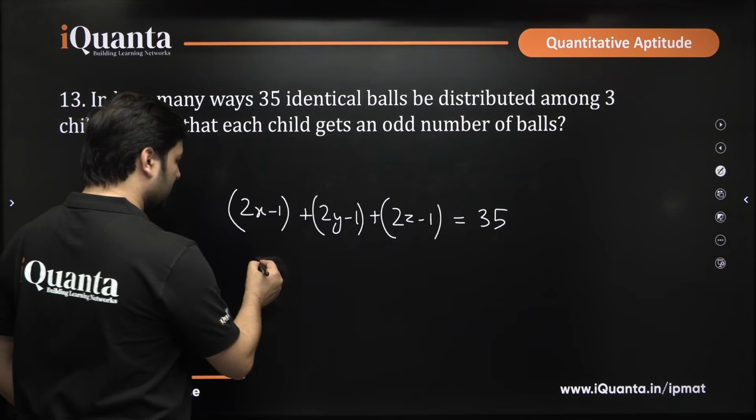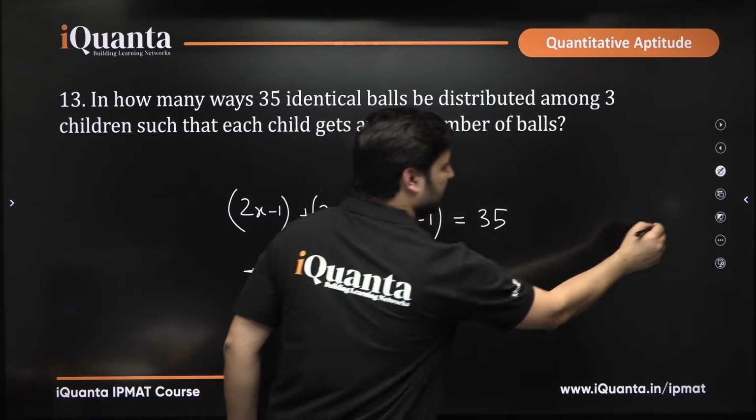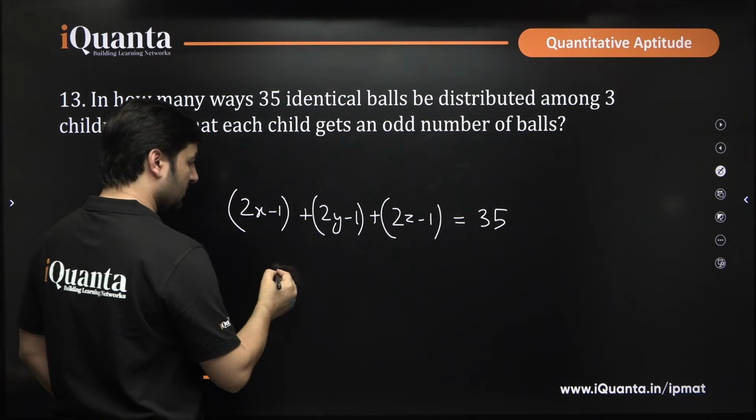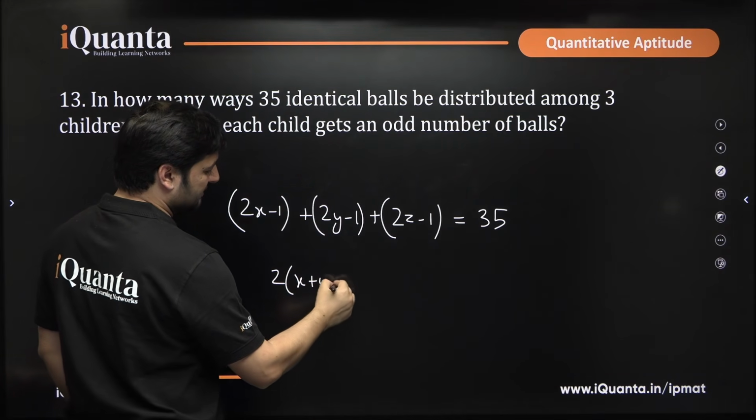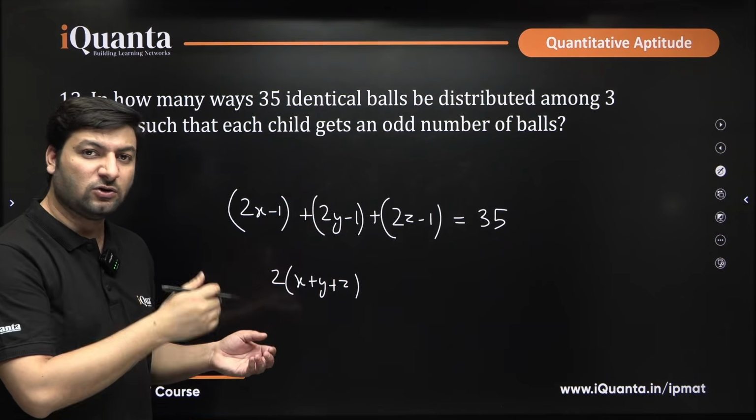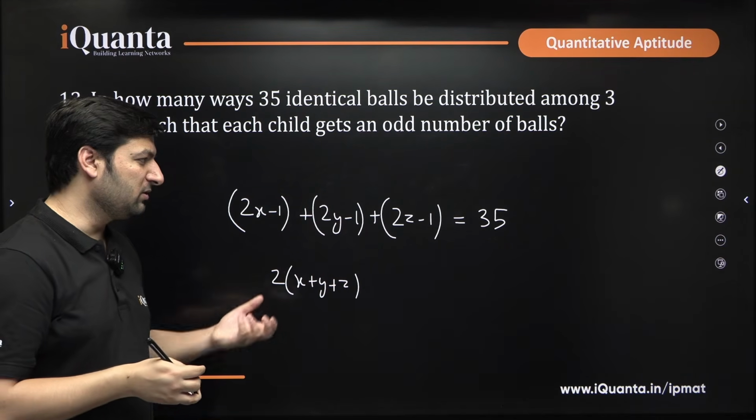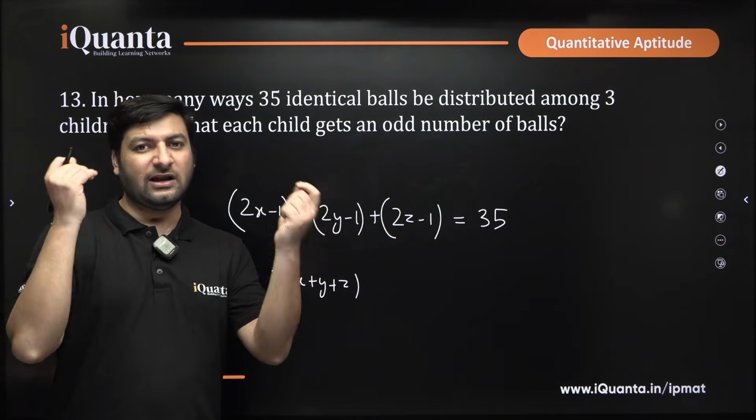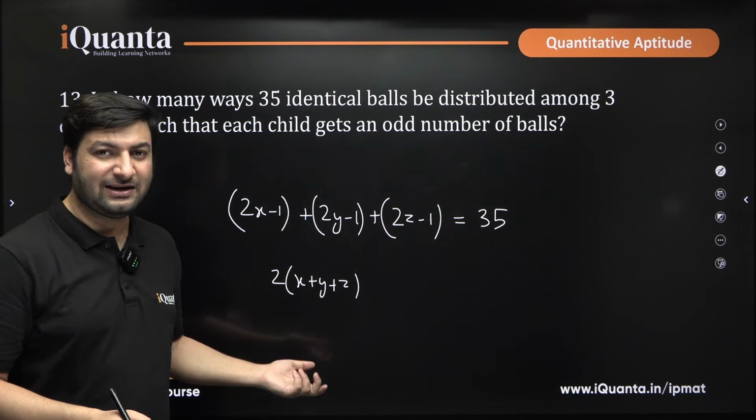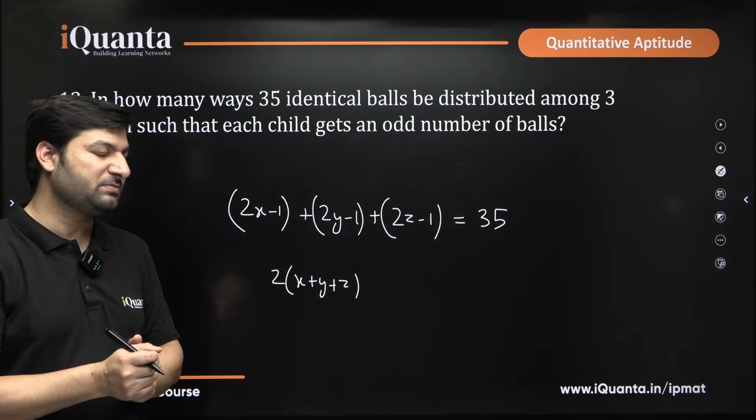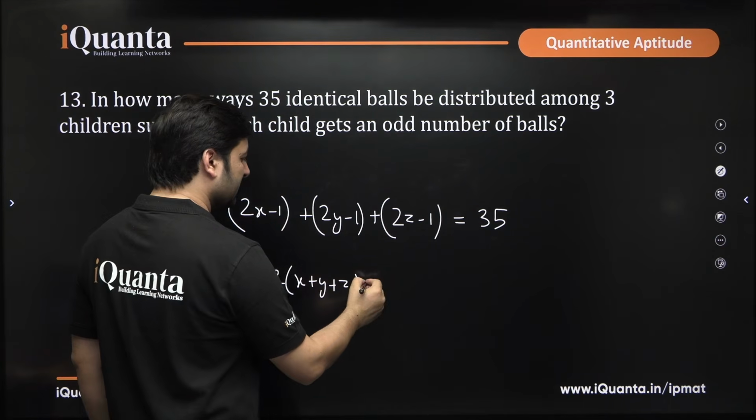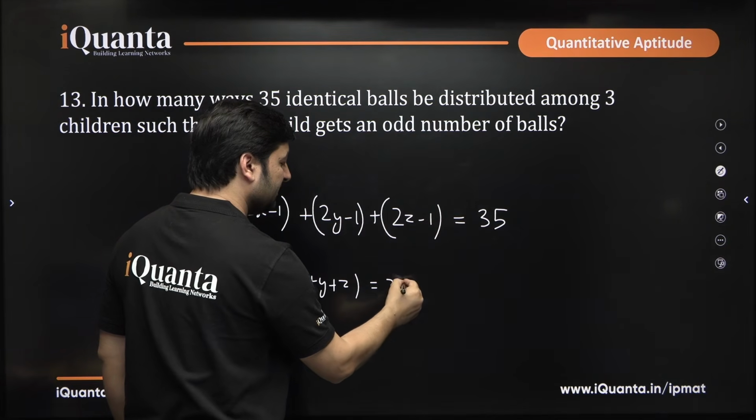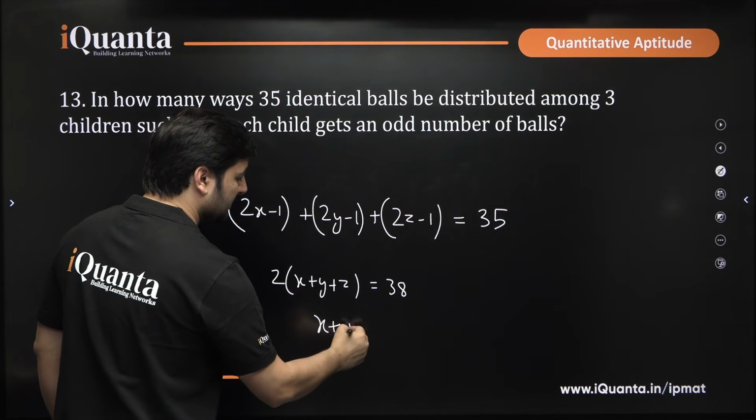So what do you get? 2x plus 2y plus 2z, or you can say 2 times x plus y plus z. This is how you can reduce the stuff that you write on the rough sheet. You will be getting a rough sheet in the exam definitely, but if you do some steps in your brain, you can write less and that will increase your speed. A lot of time is spent in writing actually. So 2 times x plus y plus z, and then minus 1 minus 1 minus 1 is minus 3, minus 3 goes that side, becomes plus 3, 35 plus 3 is 38. What do I get? x plus y plus z equals 19.